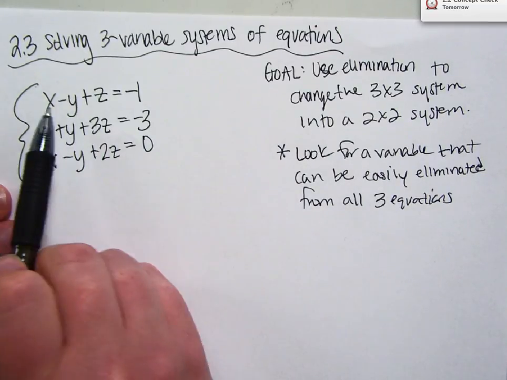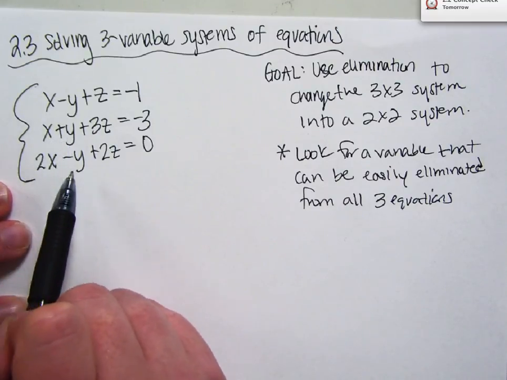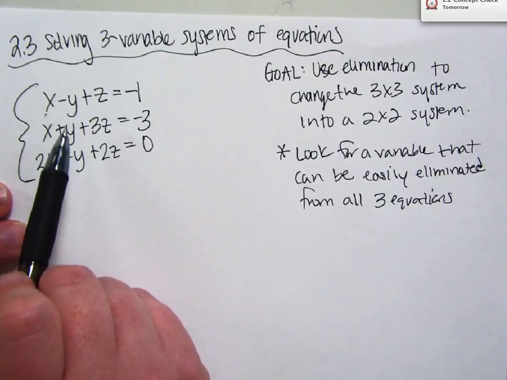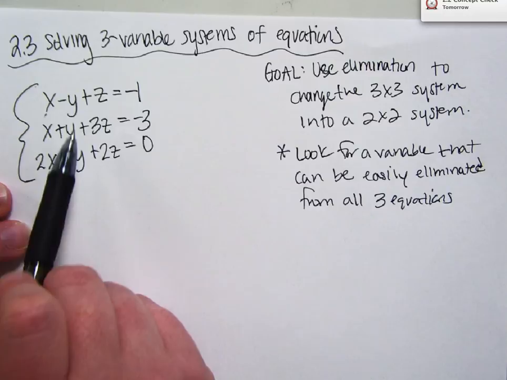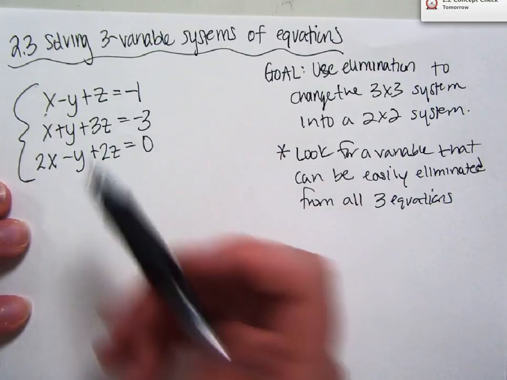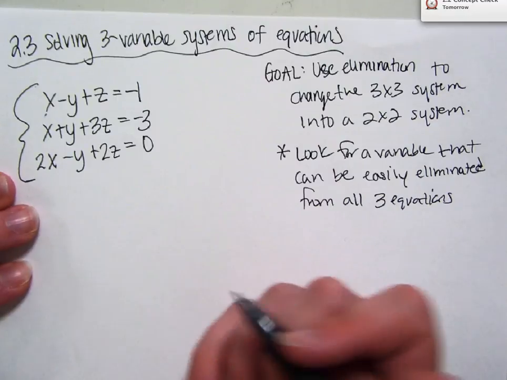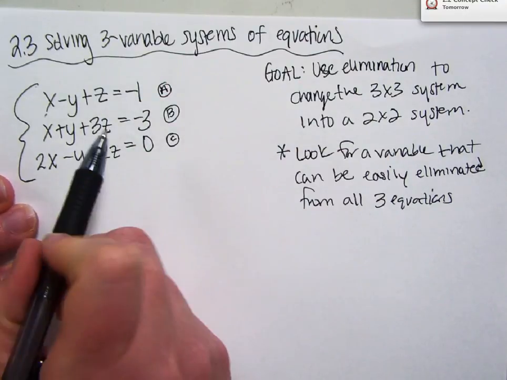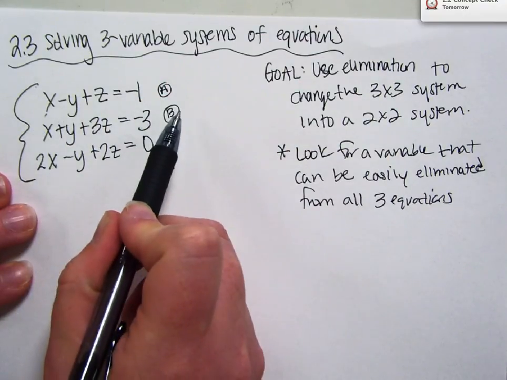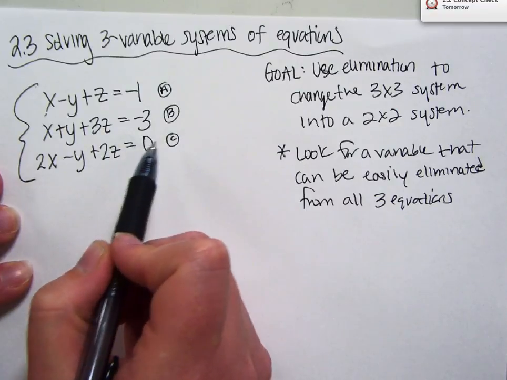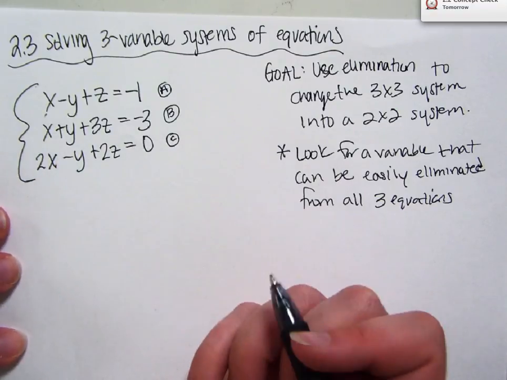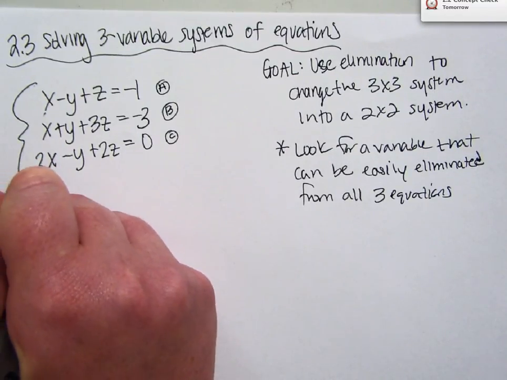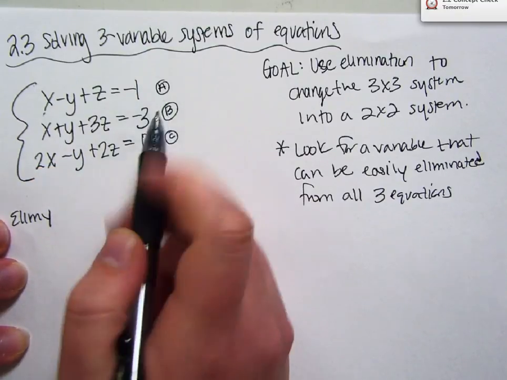So I am taking a look at my equations and I notice that there's a positive y and a negative y and a negative y. I could somehow add these equations together and use that to eliminate y. Just as an organization tool, I'm going to label my equations. The first one is equation A, the second one is equation B, and the third one is equation C. We are going to first eliminate y by adding equations A and B together.